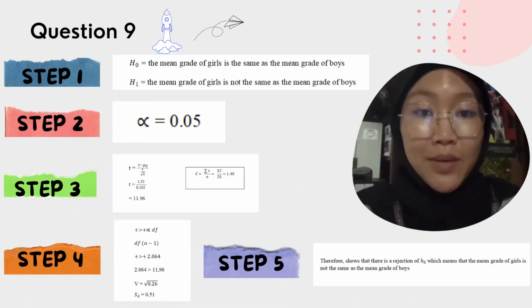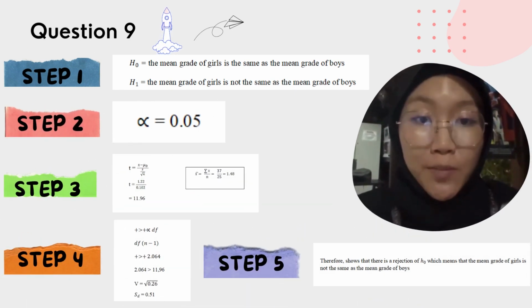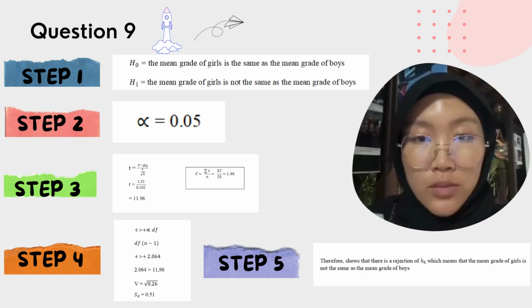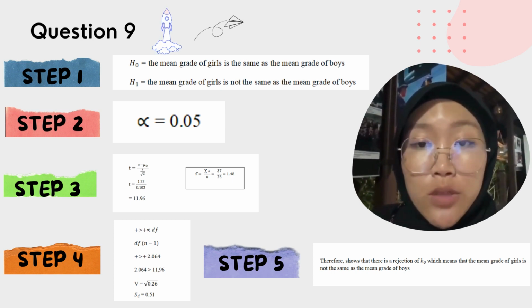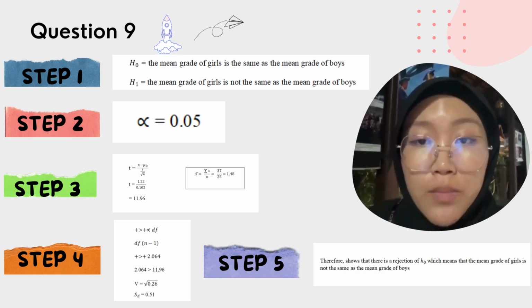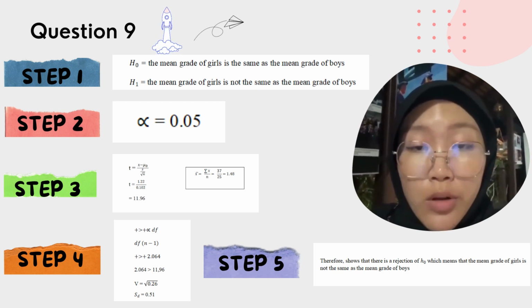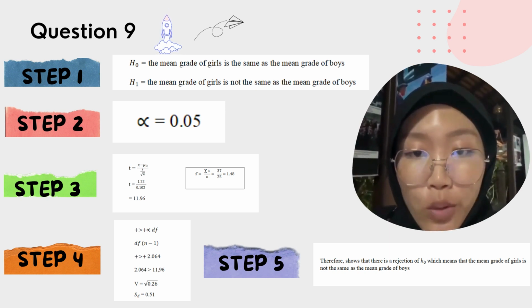Assalamualaikum and hi. My name is Wendy Wong Wenjing and my matrix number is H21A3123. For this question, we need to use the t-test and there are 5 steps. The first step is we need to know the H0 and H1. For H0, the mean grade of girls is the same as the mean grade of boys, and H1 is the mean grade of girls is not the same as the mean grade of boys.